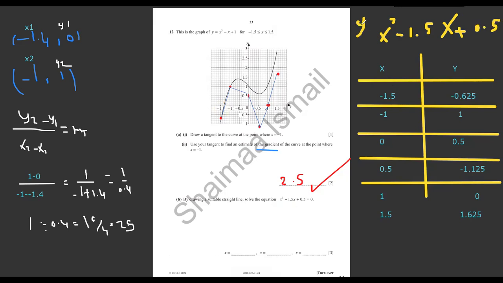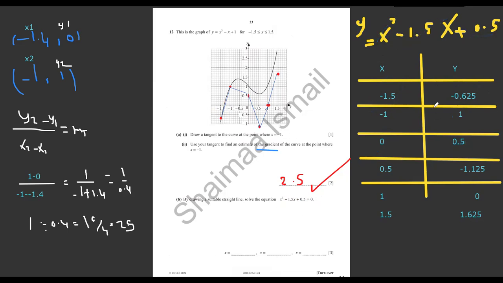So now we put negative 1.5 instead of x, and you get a final answer of negative 6.25. Do it on your calculator. When you put negative 1 instead of x in this equation, negative 1 cubed minus 1.5 times negative 1 plus 0.5, it gives you a final answer of 1. When you put 0, the final answer is 0.5.